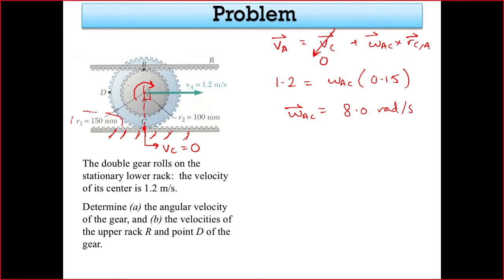और उसकी direction we can see, because A is moving to the right, then it must be rotating clockwise, right? So we found the angular velocity of this gear. और अब देखते हैं कि velocity of the upper rack क्या होगी. इस अगले part पे आते हैं. So this was part A. Now let's move to part B.